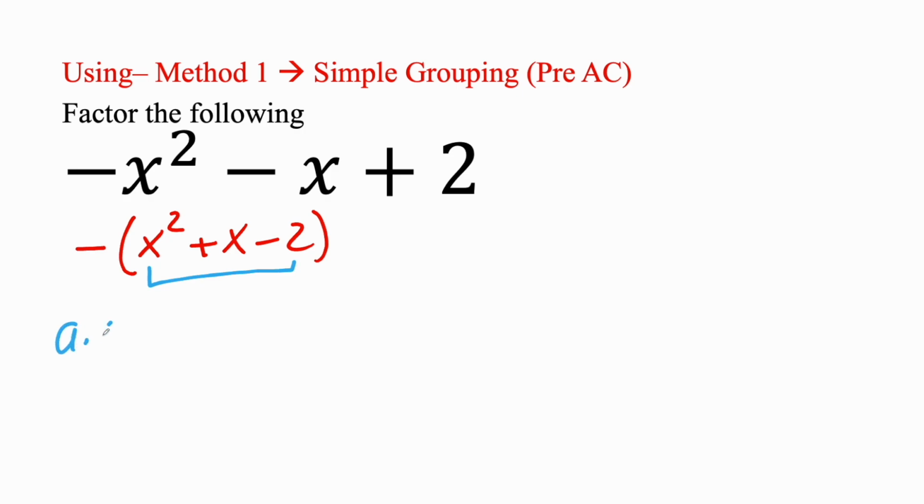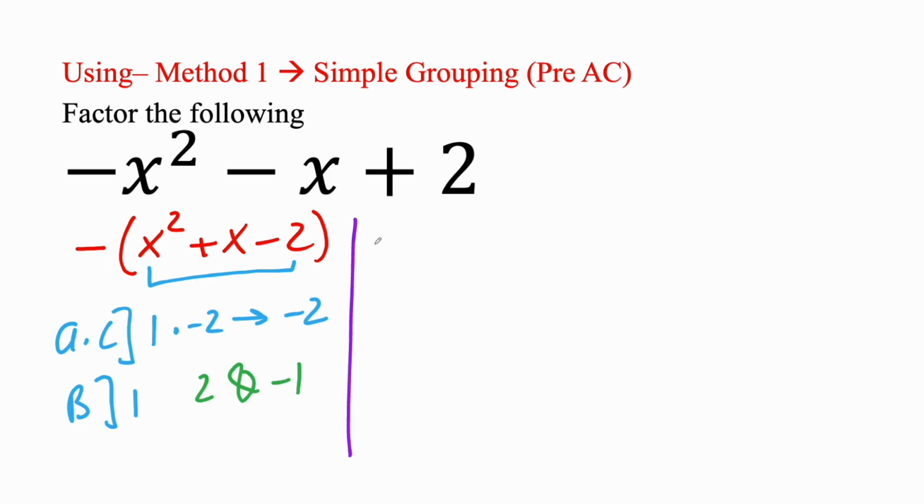So a times c is what we want. We also want b. A is the coefficient in front of our x squared, so that's going to be a 1, times c. C is our constant, so negative 2, and b is the coefficient in front of our x, so 1. 1 times negative 2 is negative 2. So at this point, we think to ourselves, what two numbers multiply to give us negative 2, but add to give us 1, and that's going to be 2 and negative 1. Because 2 minus 1 is 1, and 2 times negative 1 is negative 2.